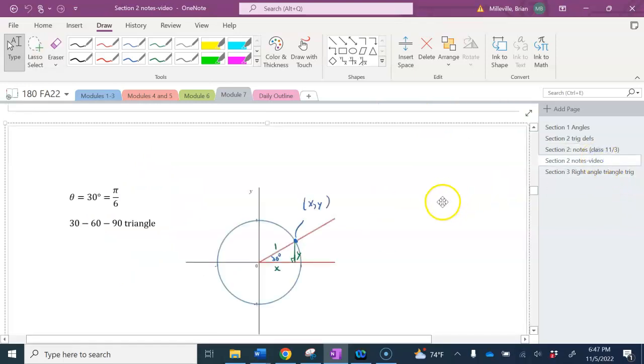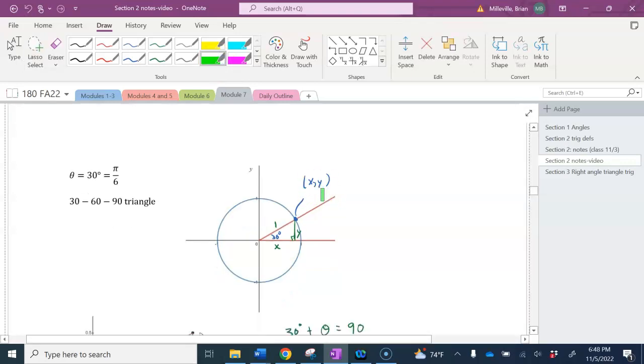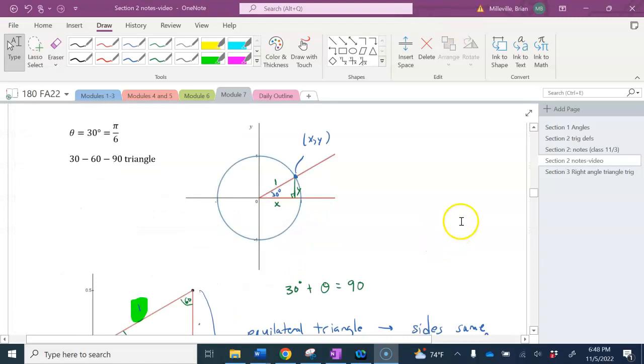Now we're going to do a very similar thing for the 30, 60, 90 triangle. If we have a 30-degree angle, which I have drawn here, and our job is to compute the outputs for cosine of 30 and sine of 30, we need to know where our angle intersects the unit circle. We're trying to figure out those coordinates for x and y, and we're going to be able to figure them out using some symmetry.